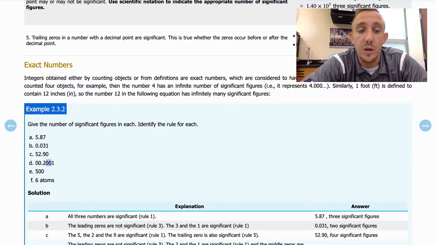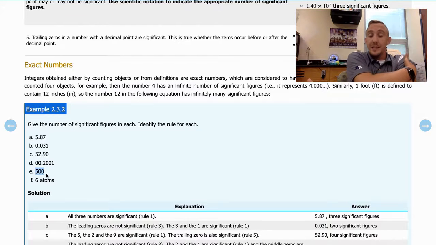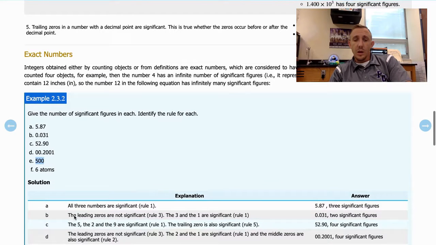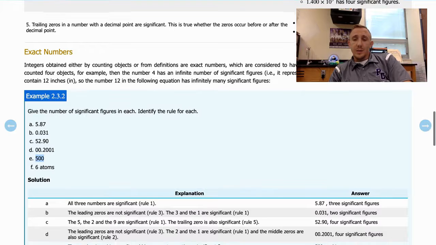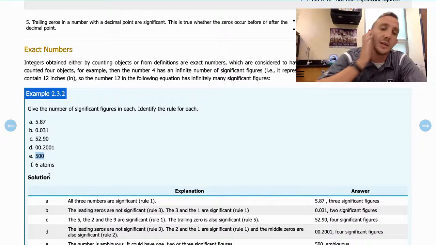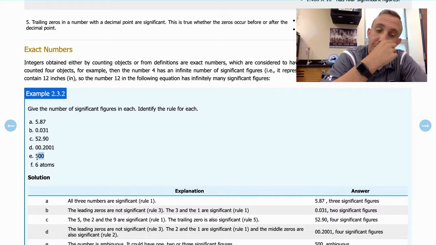Okay. So if we look at 500 for E, what does it say about trailing zeros? I know that 5 is significant because it is a non-zero number, but do those trailing zeros count? Okay, let's look at E's answer. It says it's ambiguous, but we'll talk about this in my class. What it's saying is, because there's no decimal here, these zeros do not count. So there's only 1 significant figure.